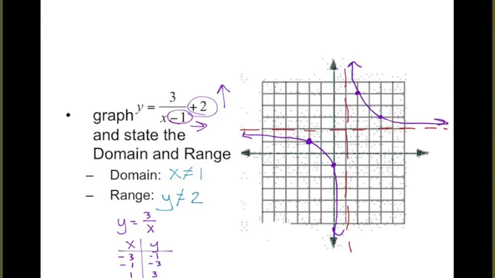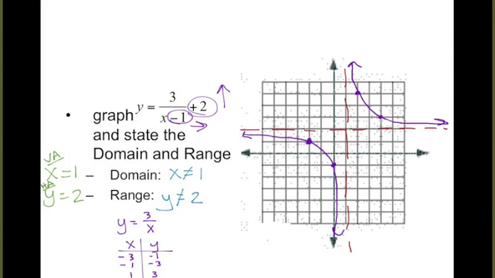Some of your homework problems are going to ask you to just identify the horizontal and vertical asymptotes and state the domain and range. You don't actually need to graph to do that. You can just look at the shifts that occur. Our domain and range are the values of where those asymptotes are. If you need to give the asymptotes, it's the same exact thing, but with the equals. The x equals is the vertical asymptote, and the y equals is the horizontal asymptote.